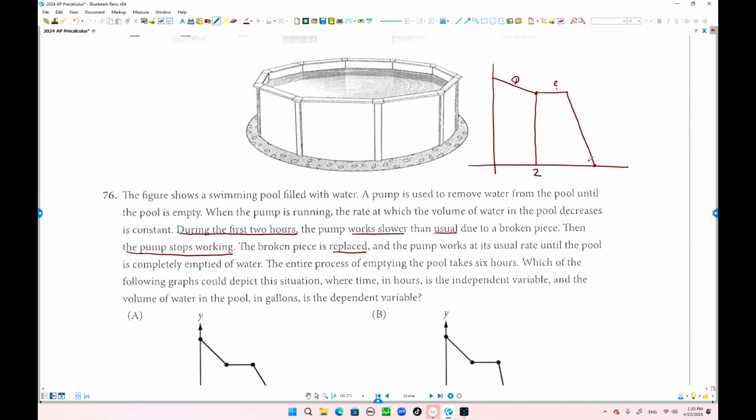After that, that's another one over here. This is the pump working well, as the third one is right. Emptying takes 6 hours. This one must be 6 hours. All right, that's it.